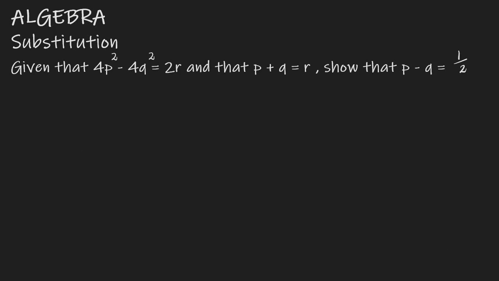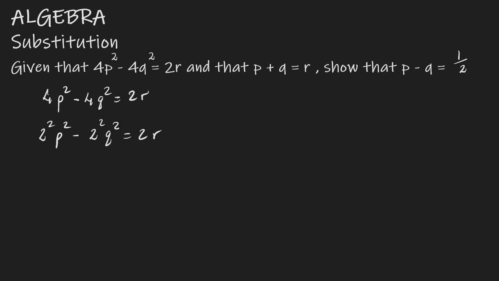In this example, given that 4p squared minus 4q squared is equal to 2r, and that p plus q is equal to r, show that p minus q is equal to a half. Well, my first step is to write down my algebraic equation. 4p squared minus 4q squared is equal to 2r. I notice that I have 4, which is a squared number. I can rewrite 4 as 2 squared times p squared minus 2 squared times q squared is equal to 2r.